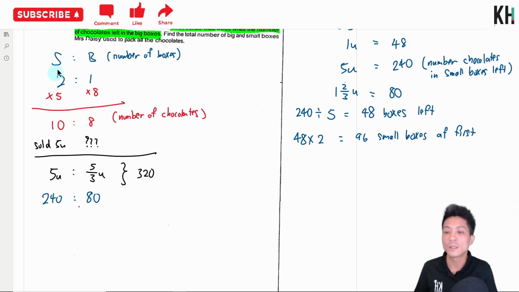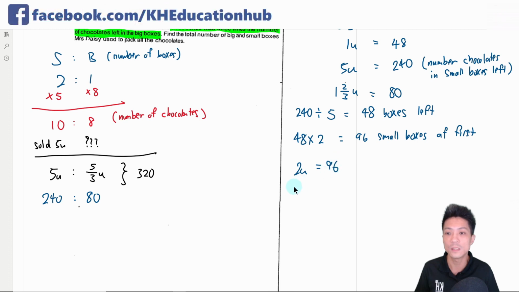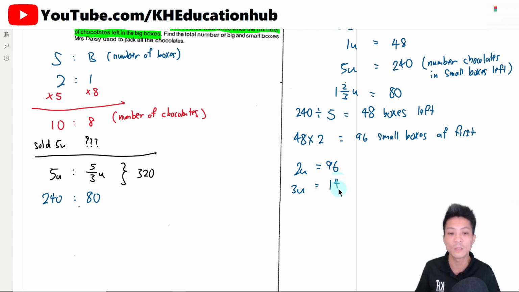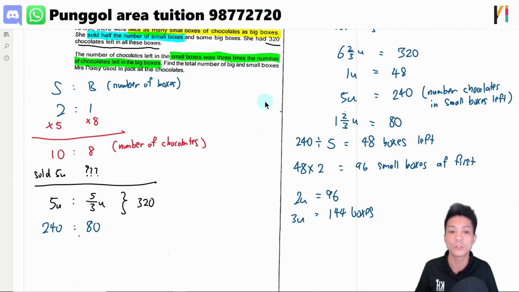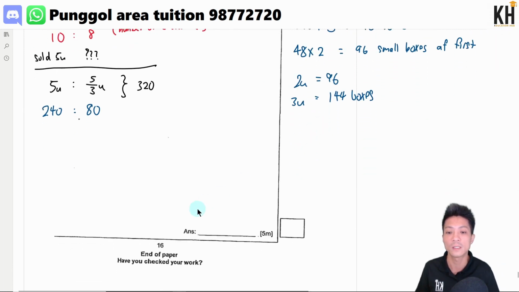Since at first it is 2:1, that means 2 units is equal to 96. I can find what 3 units is. It will be 96 divided by 2 times 3, so it will be 144 boxes. Find the total number of big and small boxes used to pack all the chocolates. Yep, so 144 will be the answer.